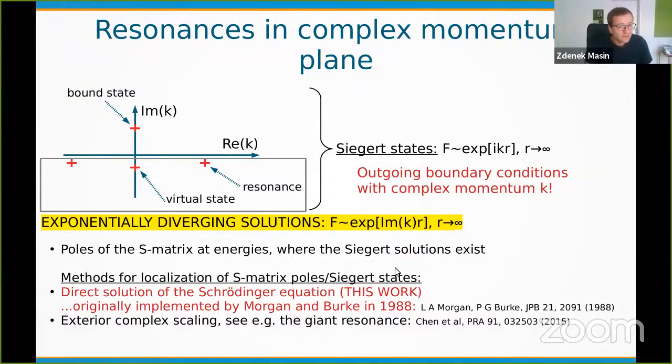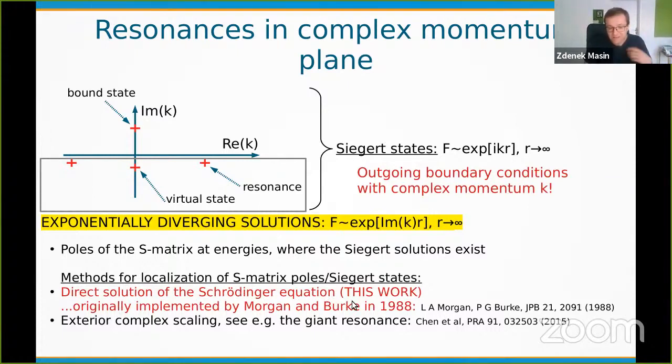But there are other methods that have been used other than the R matrix to calculate Siegert states. But in fact, I think one of the first methods used in ab initio calculations to localize Siegert states were actually R matrix calculations already in 1988. This was work done by Leslie Morgan and Phil Burke on hydrogen fluoride and diatomic molecules. So those were pioneering calculations.